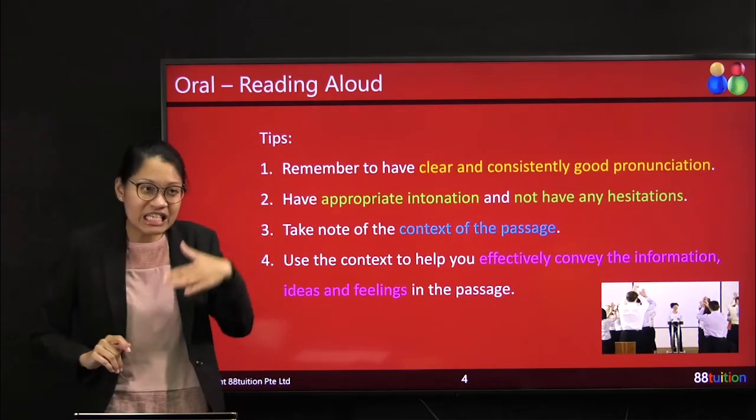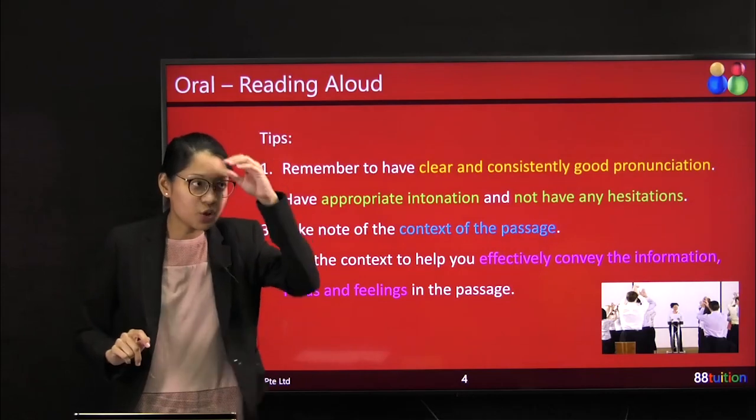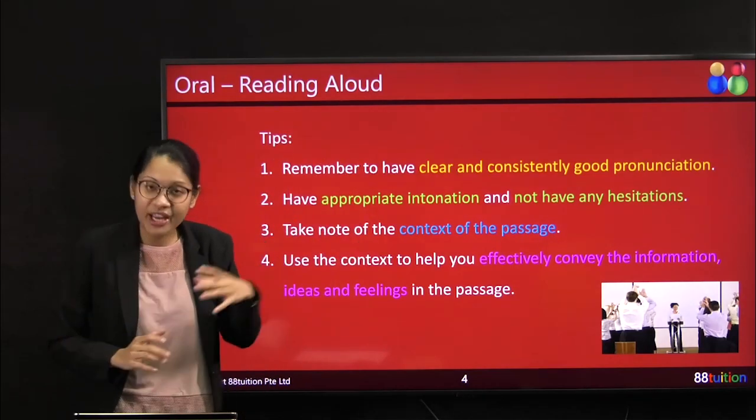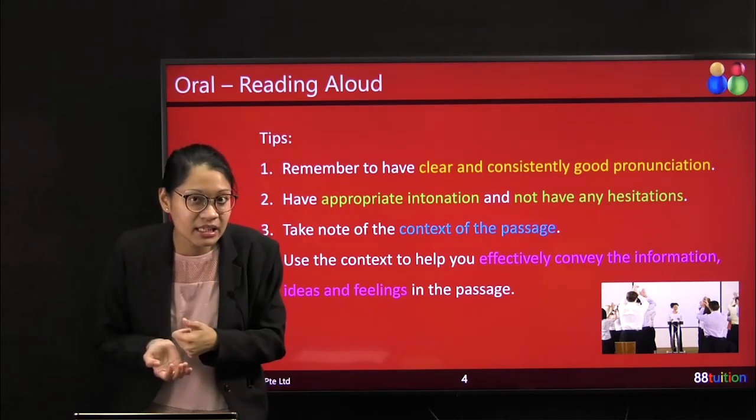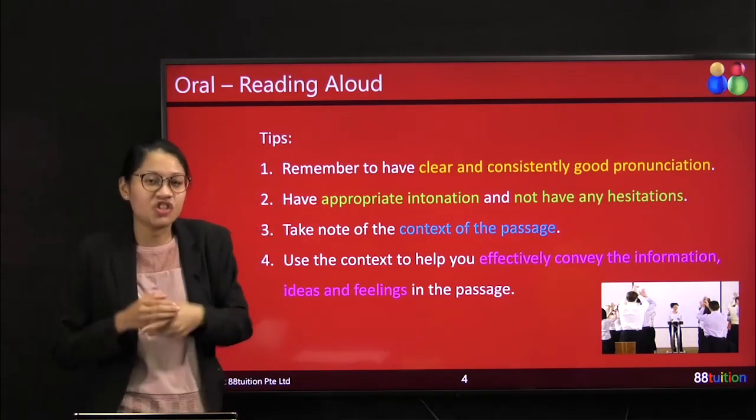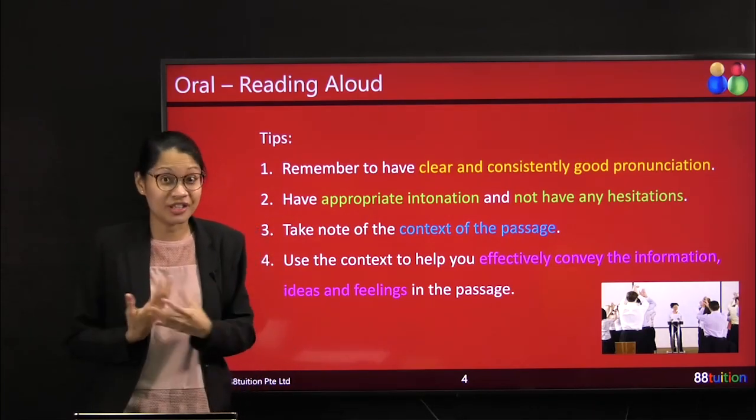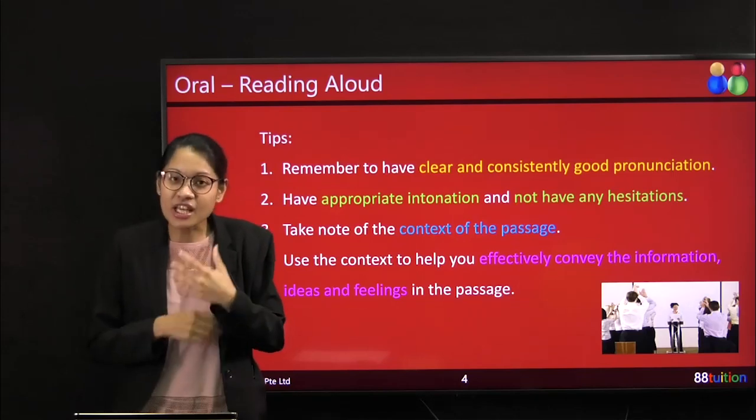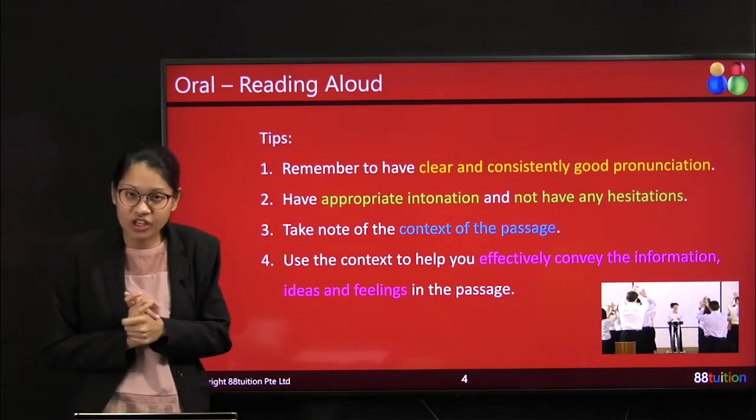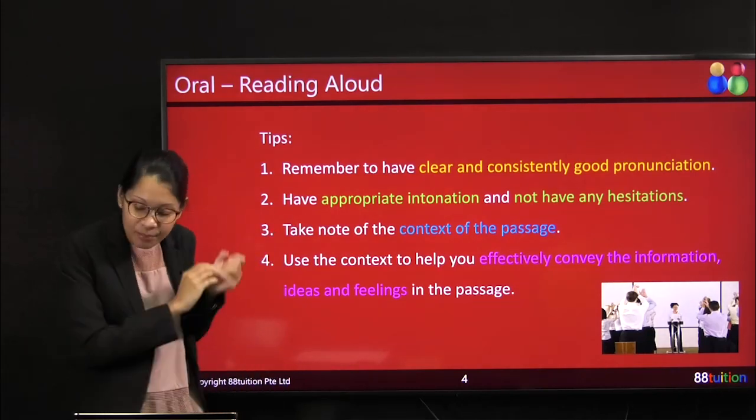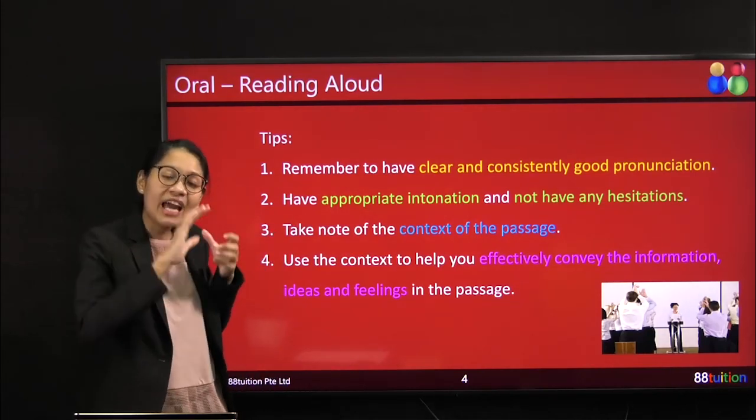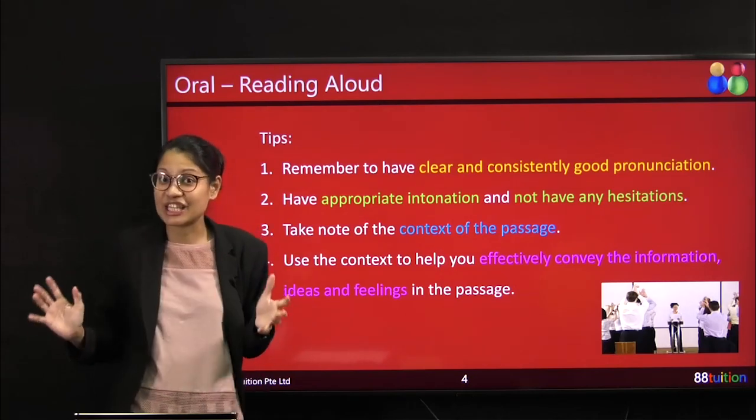Have appropriate intonation: the tone goes up, the tone goes down. And do not have any hesitations, because what does hesitation mean? That's right, you're a bit nervous, you're not confident, you're very unsure of yourself. Now take note of the context of the passage. What is the passage actually talking about? And use the context to help you convey information, ideas, and feelings in the passage. Cool?